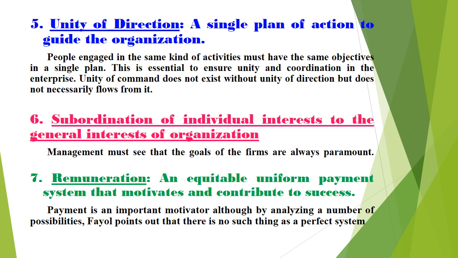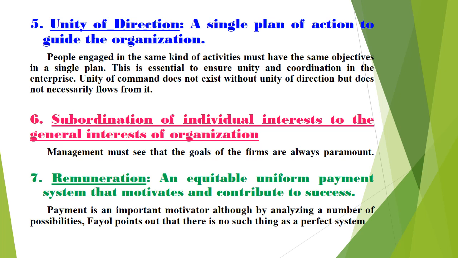Then the next principle is subordination of individual interests to general interests of the organization. This is an essential function of management to make the people realize the objective of the group and direct their efforts towards the achievement of these objectives. The interest of the group must always prevail over the individual interest. This principle implies harmony of personal interest and common interest. Whenever the individual's interest and the common interest differ, it is the duty of the management to reconcile them.